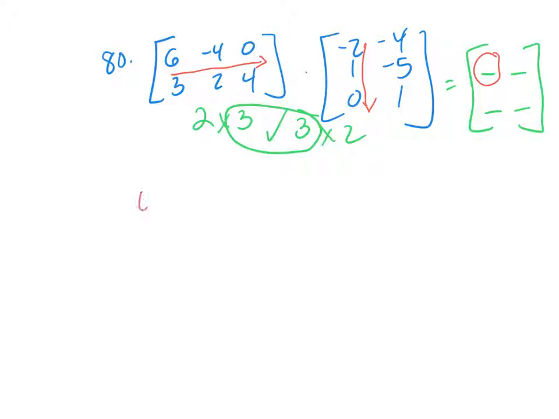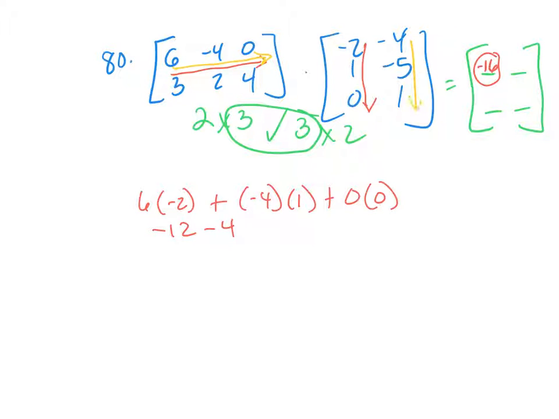So it's going to be 6 times negative 2 plus negative 4 times 1 plus 0 times 0. And that's going to be negative 12 minus 4, so it's negative 16. Okay? Now to find the second number, we're going to do this same row with the second column. That will give me this number. So we have 6 times negative 4 plus negative 4 times negative 5 plus 0 times 1. Well, that bites the dust, and that's a 20 and a negative 24. So it should be negative 4. Am I right so far?